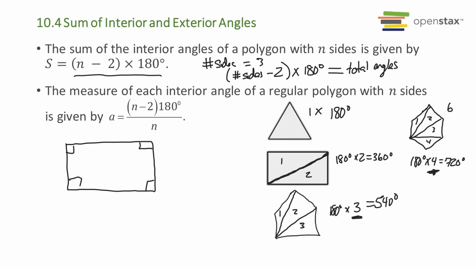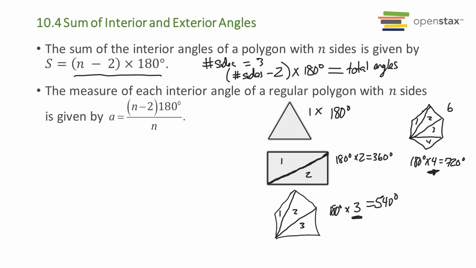So if you remember this setup, and you say, oh, well, it's an octagon, you could draw an octagon and divide it along the diagonals, and you should get 6 triangles. So you could just do 6 times 180 to get your number of angles.